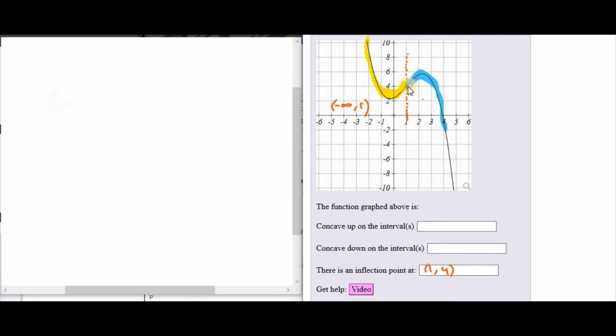And where the function is concave down, if I am scanning the graph from left to right, then I know that the function changes from the point when x is equal to 1, and it continues to infinity. So from 1 to infinity, the function is concave down. So here I would say concave up on negative infinity to 1, and concave down on 1 to positive infinity, and that should solve that question.